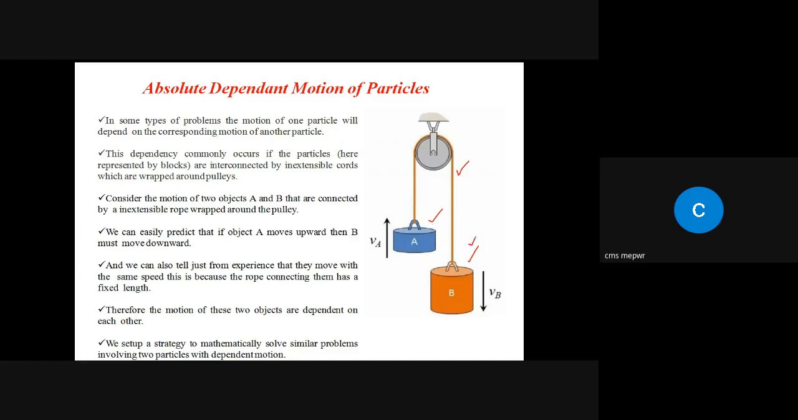Both are connected with the help of a rope, and the rope is passed over a pulley. This rope is inextensible, meaning no extension or deformation is possible in it. Let's assume this. Now if block B moves downward, as a result block A will move upward. Similarly, if block B moves upward, or if block A moves downward, the other block will move in the opposite direction. So the motion of block A is dependent on the motion of block B, and the motion of block B is also dependent on the motion of block A.